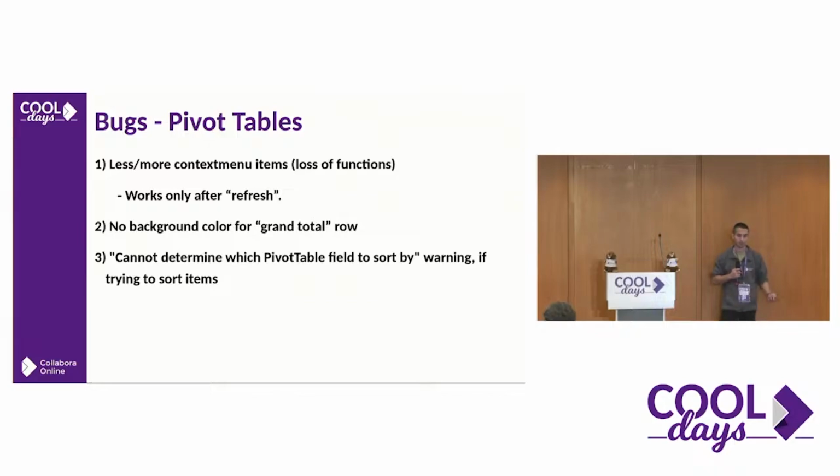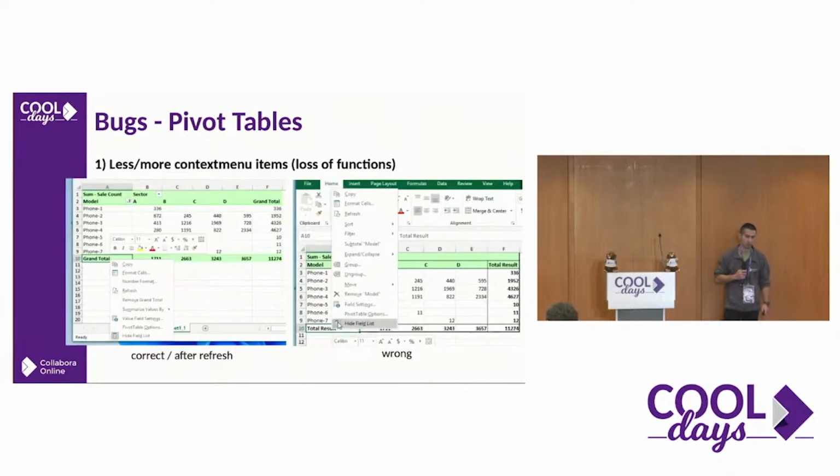Also there will be no background color for the last column, which in our example is the grand total, and also there will be some warning if we try to sort items, and I will go one by one. And yes, on the right side there is the wrong document.